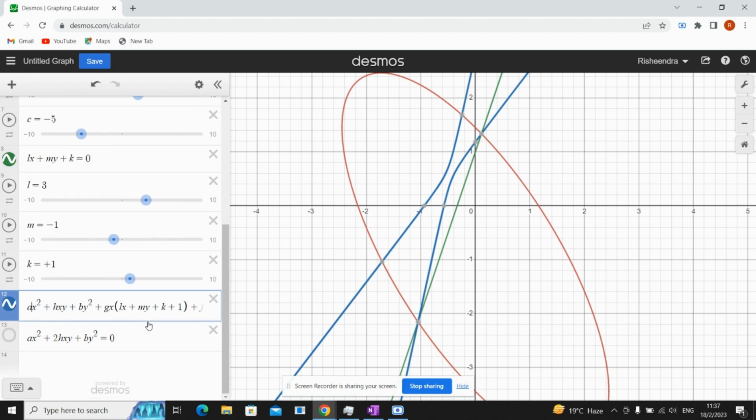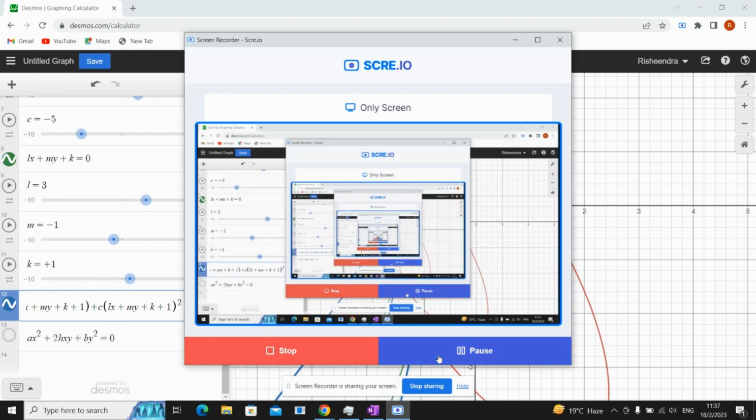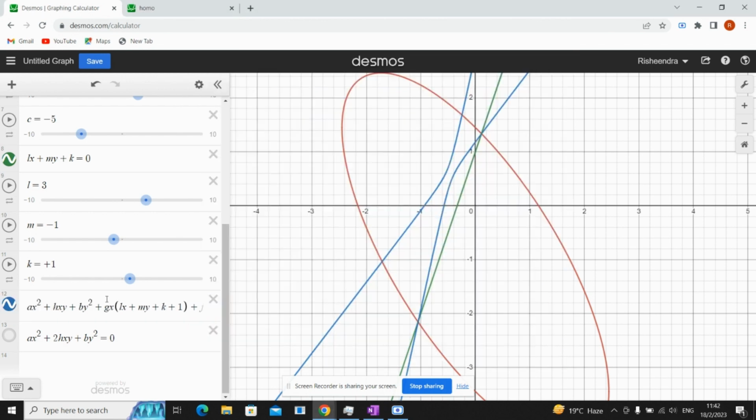There must be some mistake. It is supposed to be a straight line. hy plus g into lx plus k plus 1. Oh, just a second. Yeah, there we are, guys.